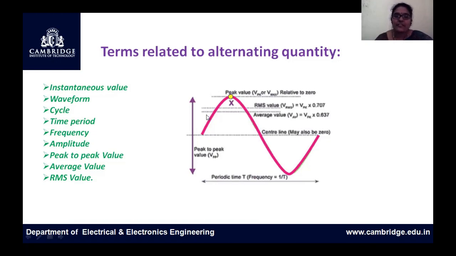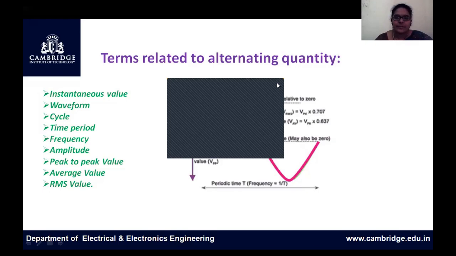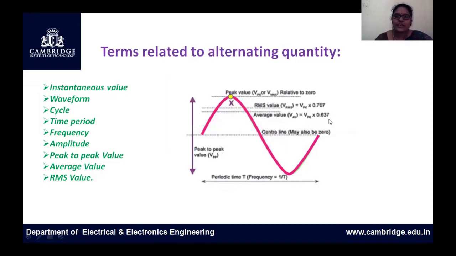Next, average value. There is a derivation regarding this average value. It is nothing but 0.637 times the peak value. Next, RMS value. The RMS value will be 0.707 times your peak value.